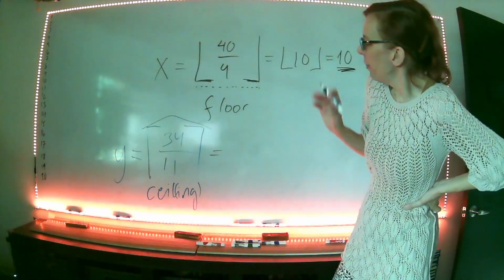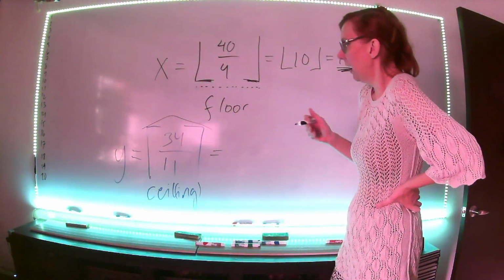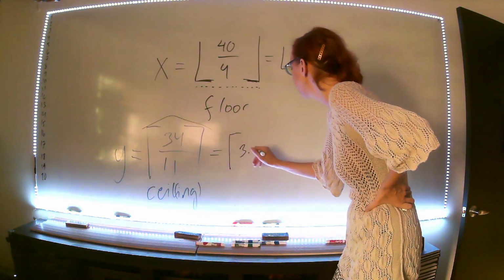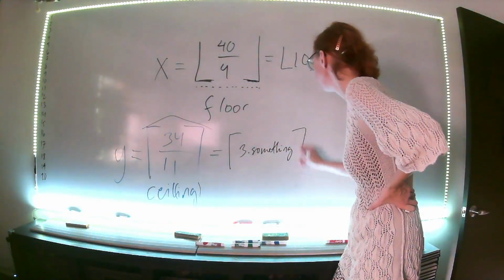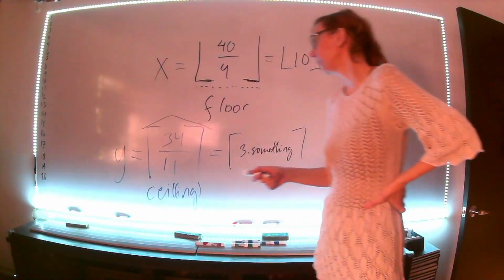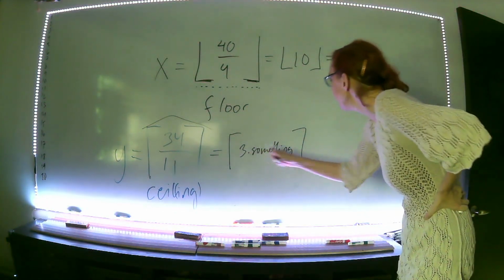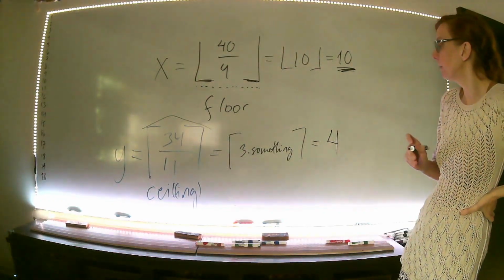So 34 divided by 11. 33 would be the third multiple of 11. So we need to know that this is 3 point something. Because there's some extra here. There's a residue of 1. It's 3 point something. And whatever something I have here, I need to round it up. So that's going to be a 4.